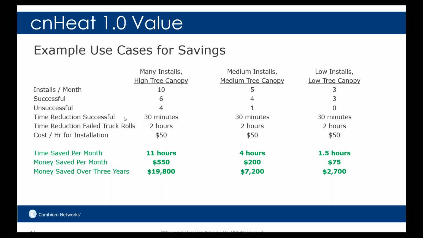6 are successful, 4 are unsuccessful. You reduce your overall time by 30 minutes on your good installs because you're planning them in advance. And you're actually saving 2 hours by not going to failed truck rolls. Let's say your all-in cost is $50. If you take all those together, you're going to save 11 hours of time a month, which is $550, or nearly $20,000 over the course of 3 years of using cnHeat.